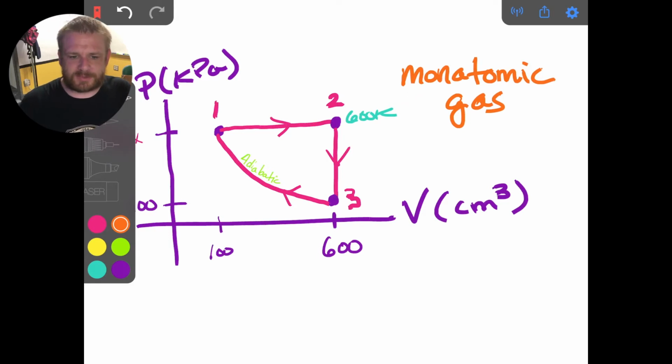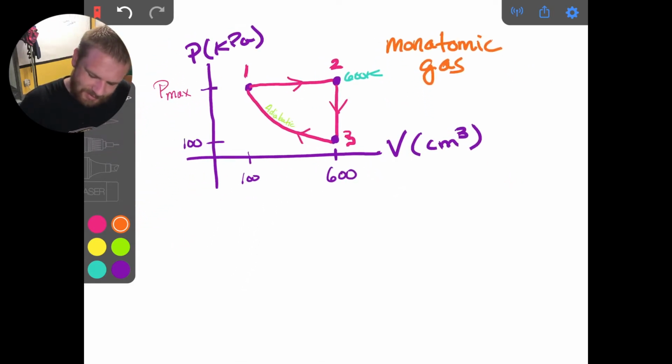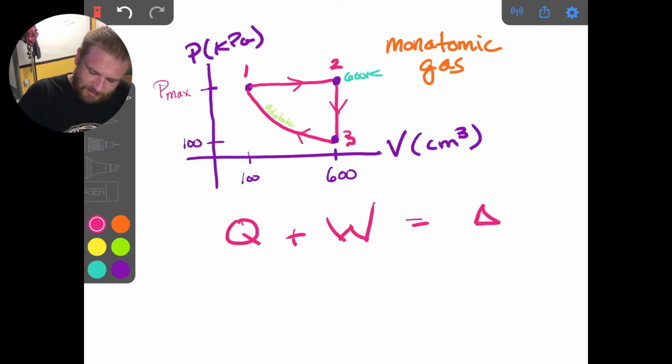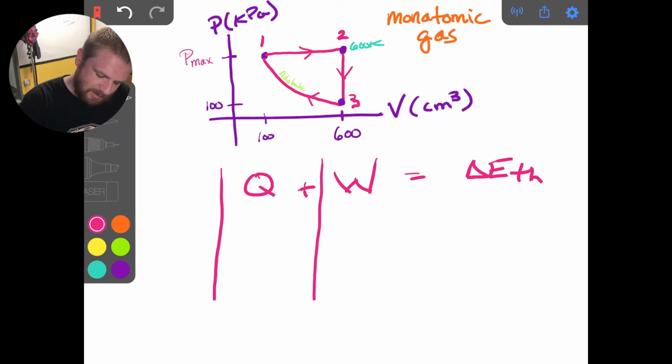Okie dokie. So let's get on with it here. We are going to be completing a first law table. So let's start by writing down the first law, which is Q plus W, here W being the work done on the gas, is equal to delta E thermal. And I'm going to go ahead and make those our column headings.